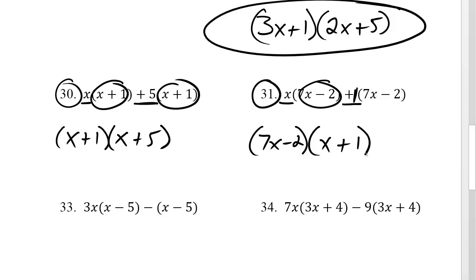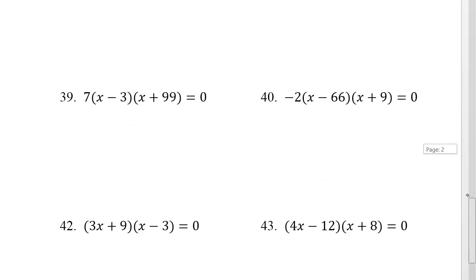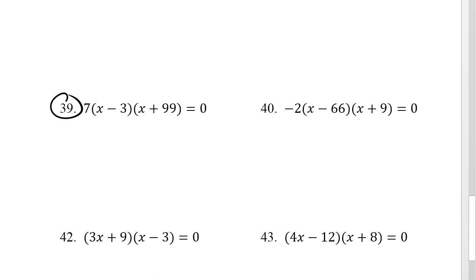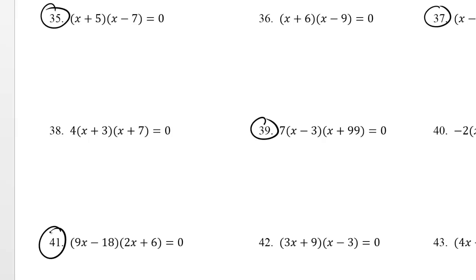Okay, now onto the last section. Shoot, where are we at? So let's do 35, 37, 39, and one more, 41. Okay, so what are the roots of the following equations? So remember, to find the roots or the solutions or the zeros or the x-intercepts, you're going to set your binomials equal to 0 and solve for x. So we have two binomials, so x plus 5 equals 0. To solve for x, just minus 5 from both sides, and x will equal negative 5.